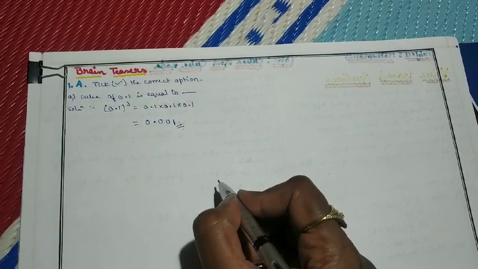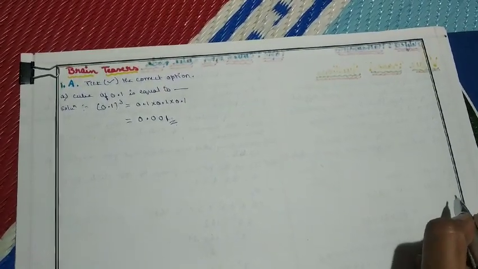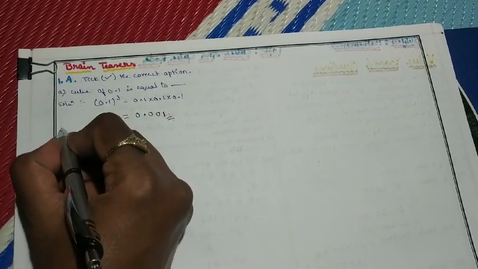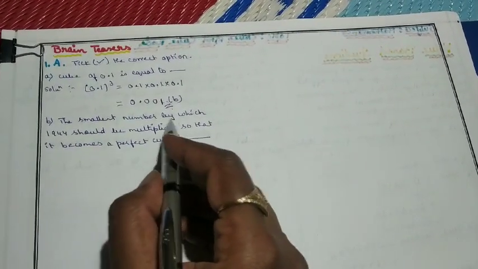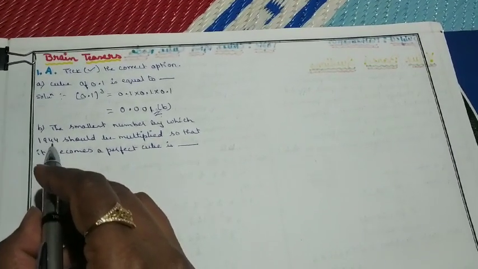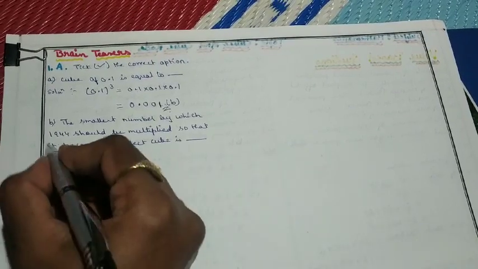Hope this is the second option in your textbook. The second option is the right answer. So let me move to question B. The smallest number by which 1944 should be multiplied so that it becomes a perfect cube is.